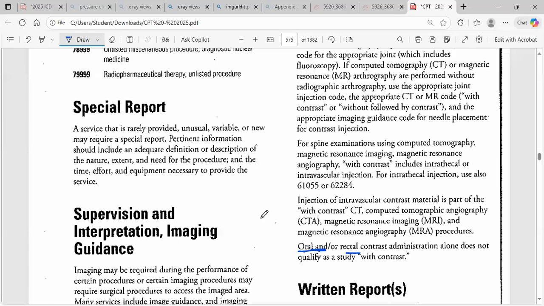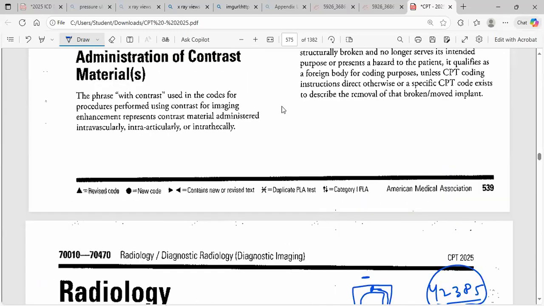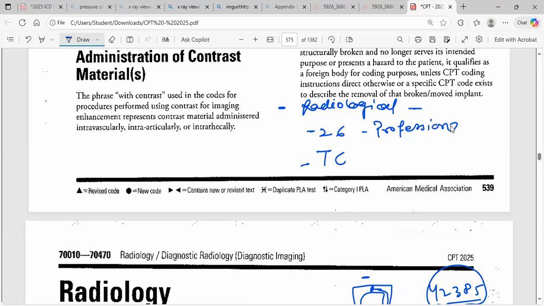So after that, we have our next topic here, modifier 26 and TC. With the radiological section, you have to use a modifier 26 and modifier TC. Modifier 26 will represent the professional services and modifier TC will represent the technical component.